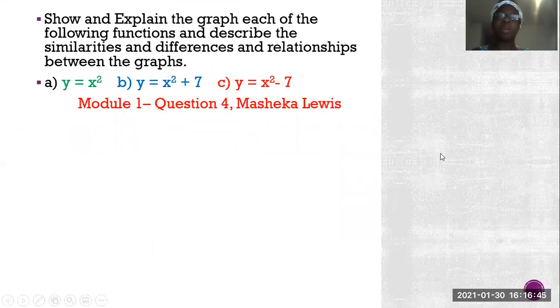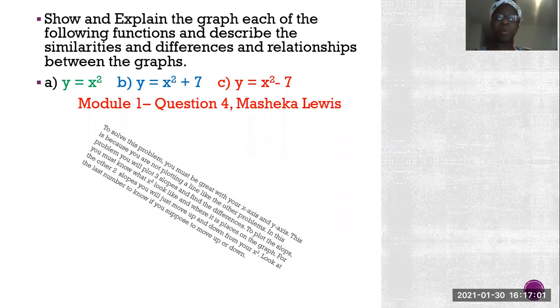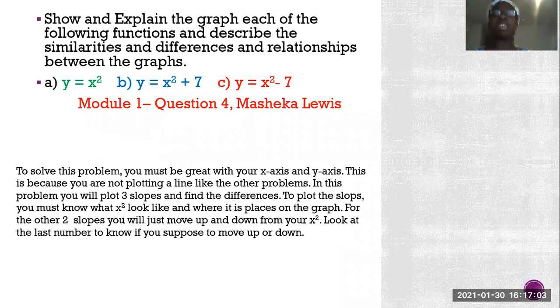Now, our next question, question 4. Show and explain the graph of each following function and describe the similarities and differences between the relationships. So we have x to the power of 2, x to the power of 2 plus 7, x to the power of 2 minus 7. Now, this is actually a cool graph because it's not going to be like the other graphs that we have. With our x to the power of 2, we're actually going to get a U-shaped graph.